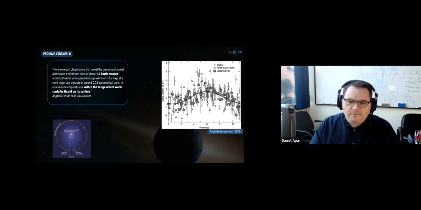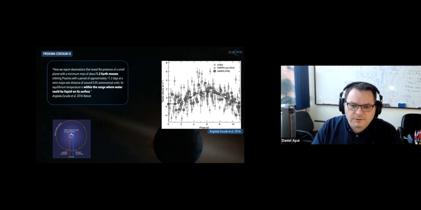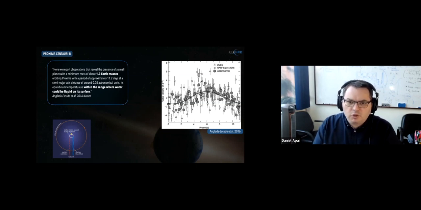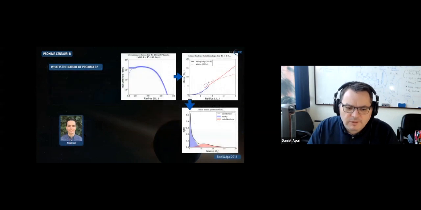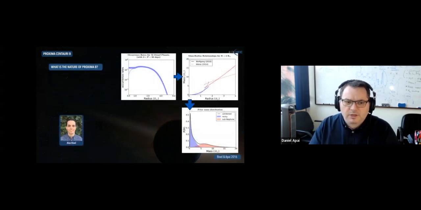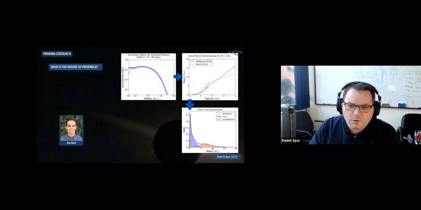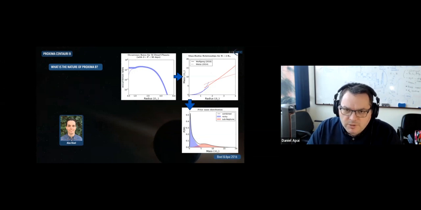And this is a very exciting planet and has sparked many follow-up studies. Most of them are theoretical studies, and most of them assume that this is a habitable zone, 1.3 Earth-sized mass planet. We started the project right after this discovery with Alex Bixel, who then was a graduate student at Stewart, to explore what is the nature of Proxima b.